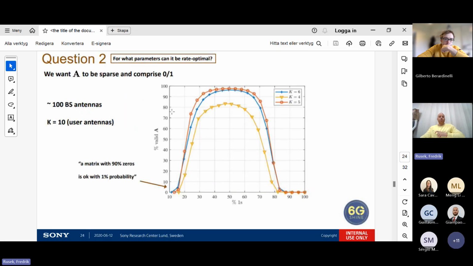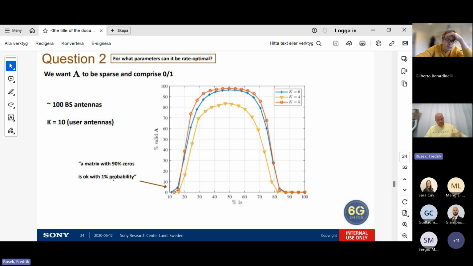So here is a picture on sparsity of this matrix A. We would like to, of course, have A to be a 0-1 matrix. We have 100 antennas and 10 UE antennas. And here is the percentage of ones in the A. And it is possible to find a matrix having around 10% of ones, and the rest is just zeros. And if you take such a matrix, it will be okay with 1% probability.